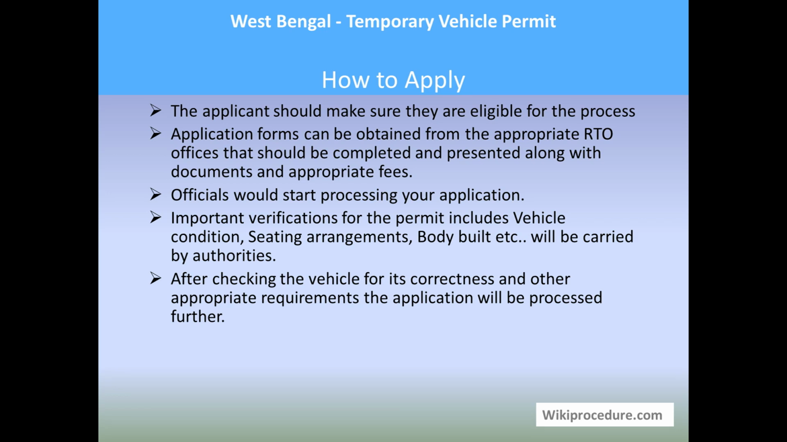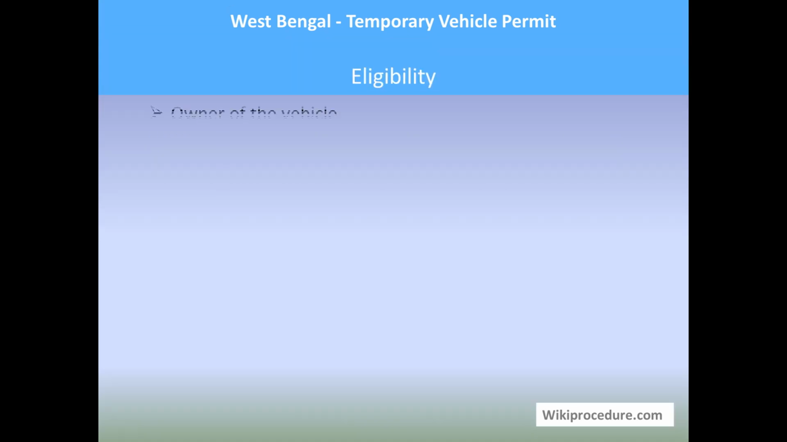After accepting your application, the authorities will do the internal processing. Important verification for the permit includes vehicle condition, which will be taken care of by the inspection department. Seating arrangements and body build condition are all checked by them. After checking the vehicle for its condition, the authenticity of the documents and all the other required parameters, the application will be further processed to issue a temporary vehicle permit.